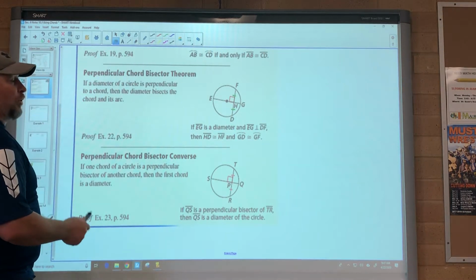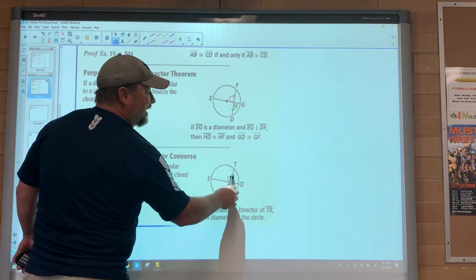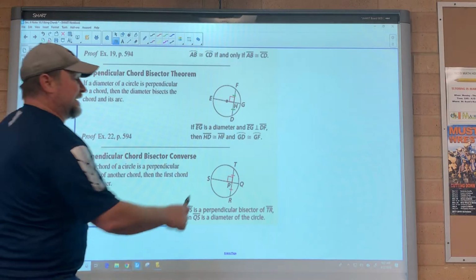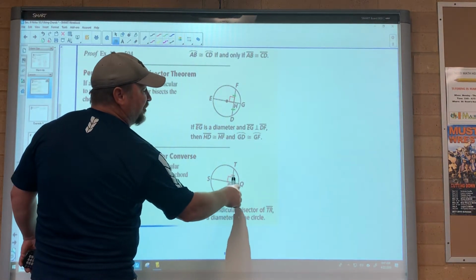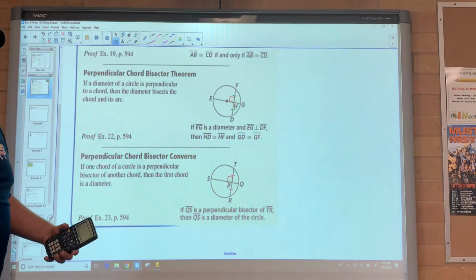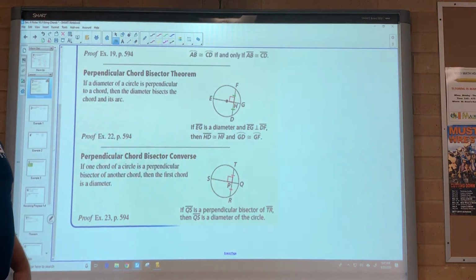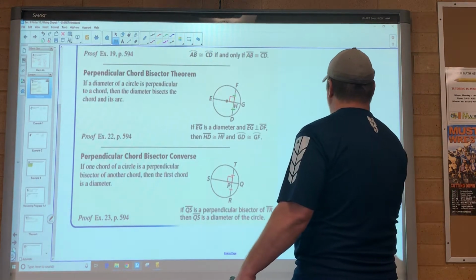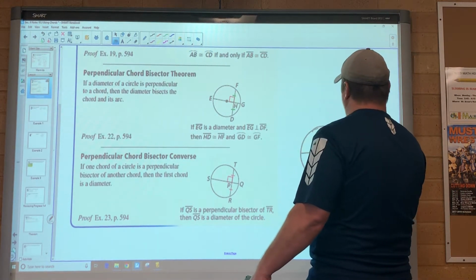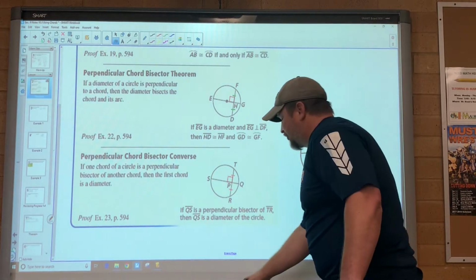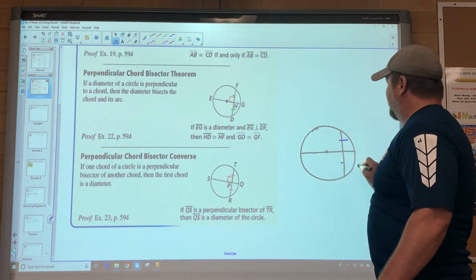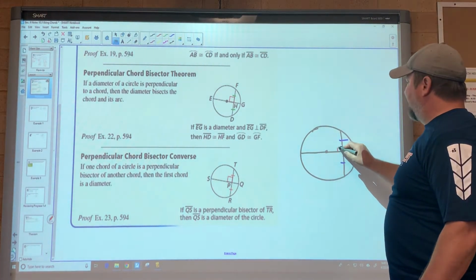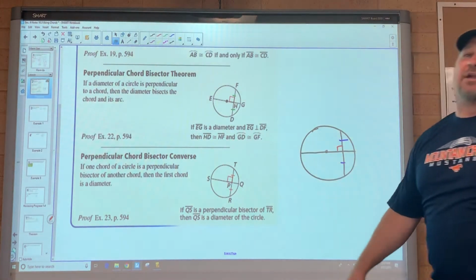Whereas the converse to it is this: if a diameter hits a chord and cuts it in half, they're showing you it cut it in half, then you personally know that it's 90 degrees from that chord. So here's what they're showing you. A line going through, and it's doing this. As soon as they show you that, then you know this took place. That's what they're trying to show you on the converse.